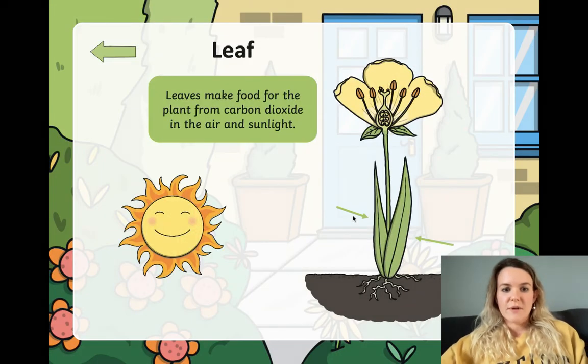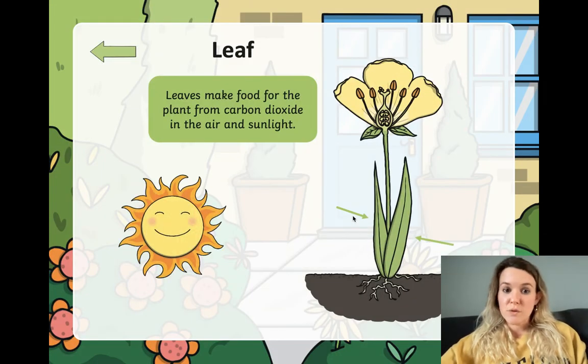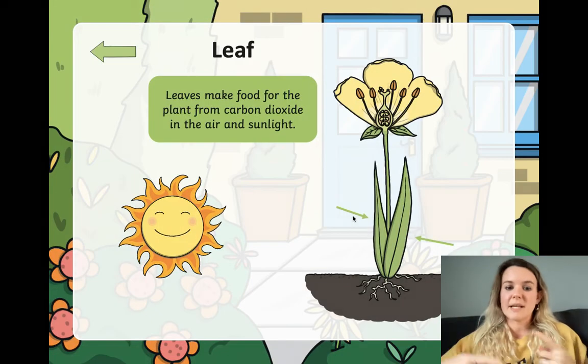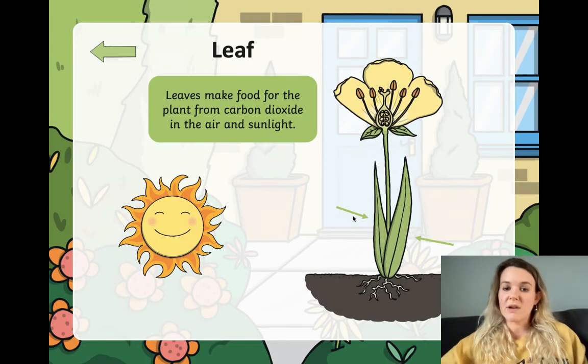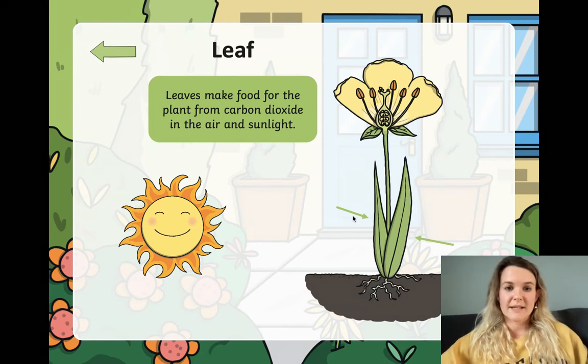So we're going to start off with the leaf. The leaves make food for the plant from carbon dioxide in the air and sunlight. So it's really important that the leaves can get enough light because they go through that process that we talked about in our literacy lesson called photosynthesis, which is where they turn those things into a sort of energy, a sort of food for the plants. Not food, burger and chips and pizza like we might have, but the type of energy that a plant might need. So the leaves are really, really important for that purpose.